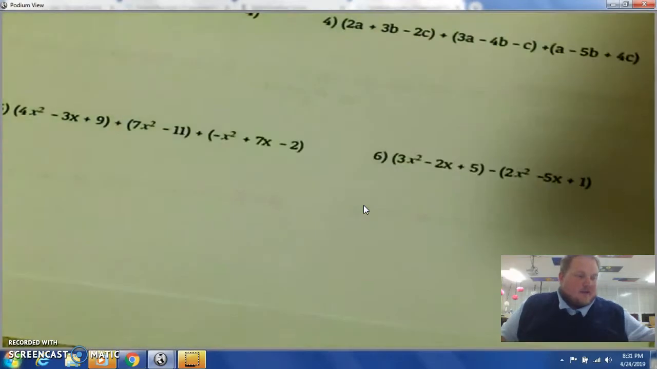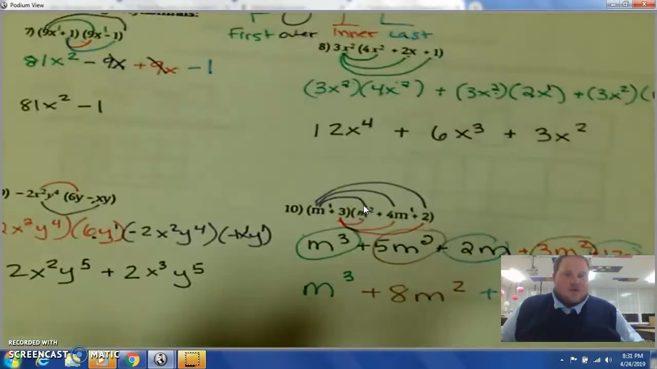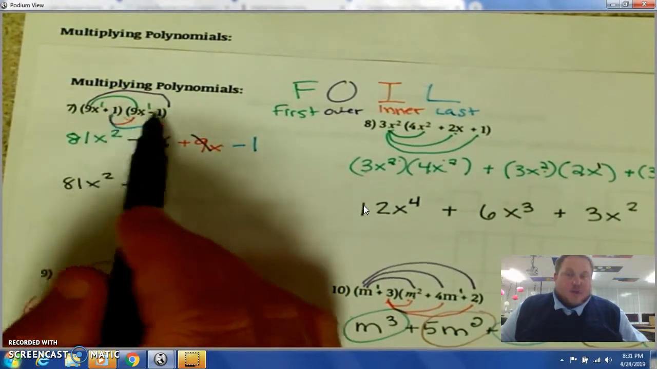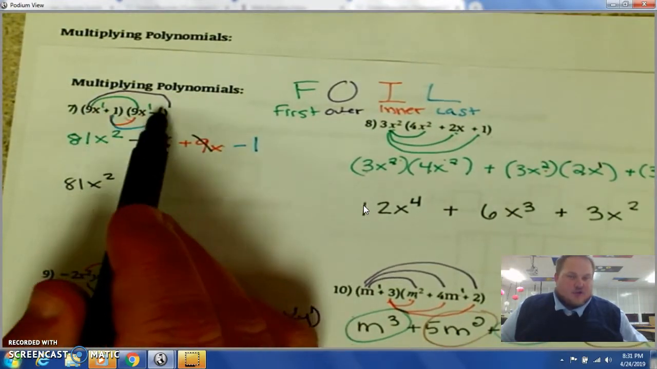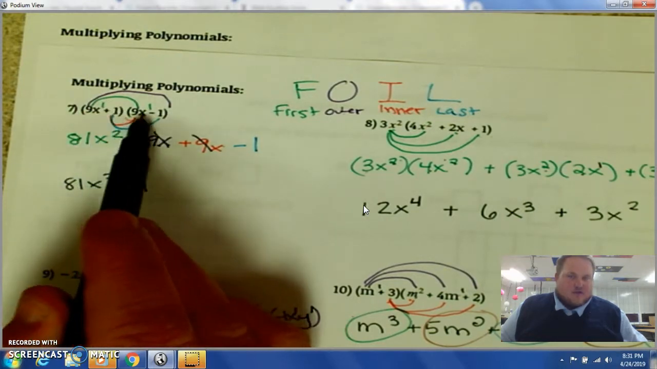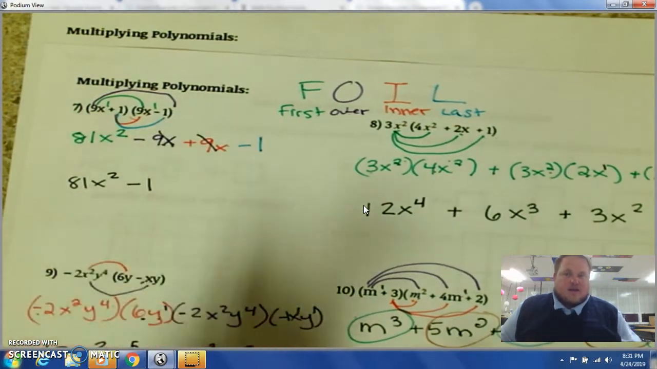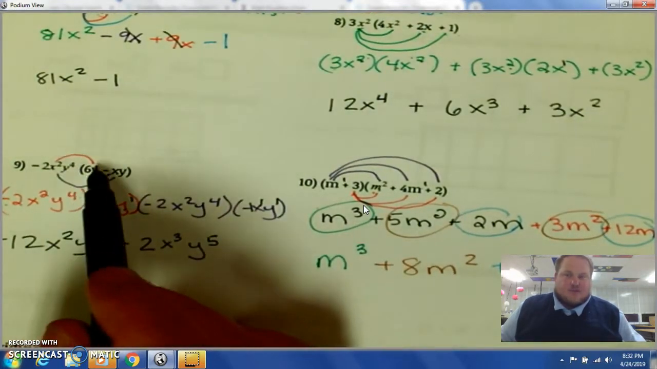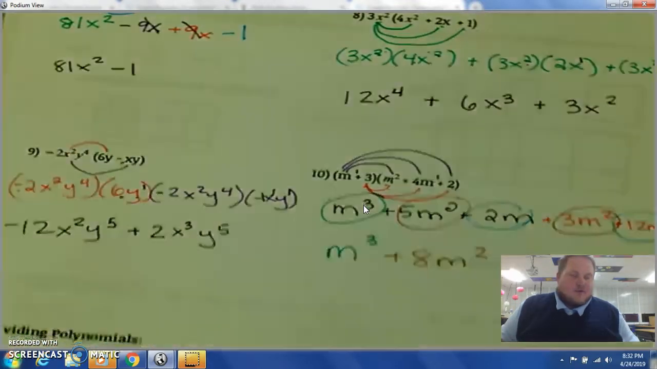On the back, we talked about the FOIL method, okay, and that when you're multiplying and you have binomials, you multiply the first terms, then the outer terms, the inner terms, and the last terms, and then you combine like terms. There are special occasions where you just have to apply the distributive property and remember your exponent rules.